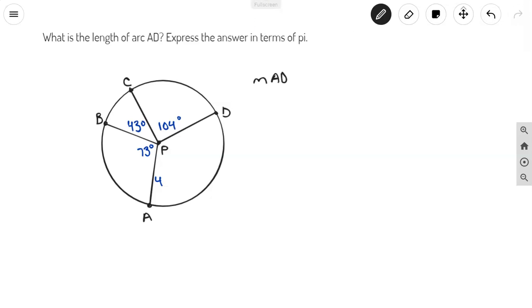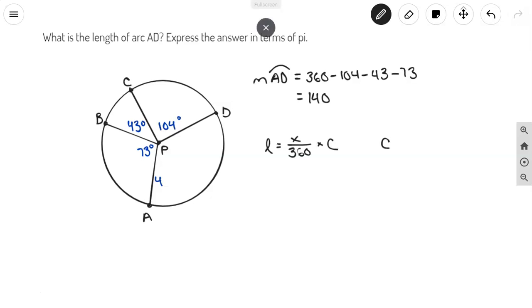Now because we're trying to find the measure of arc AD first, because we need to know the degree first before we can find the length of the arc, we're simply going to take 360 and subtract what we do know. What's left is that little piece that we do not have, 140 degrees. Then we set up our formula. I still don't know what circumference is, so I'm going to go ahead and solve for that.